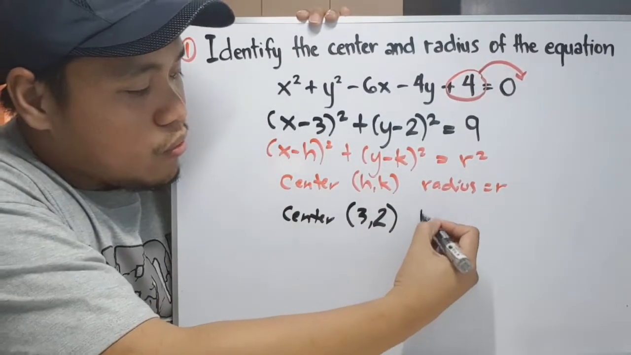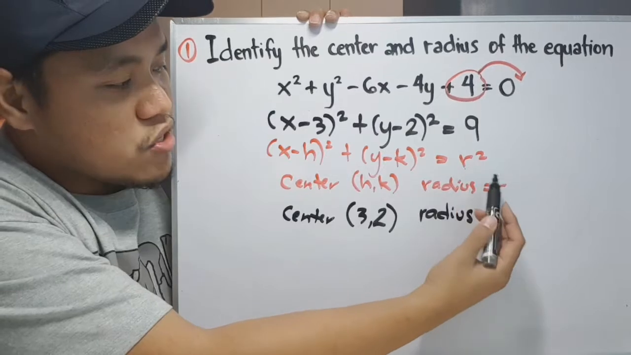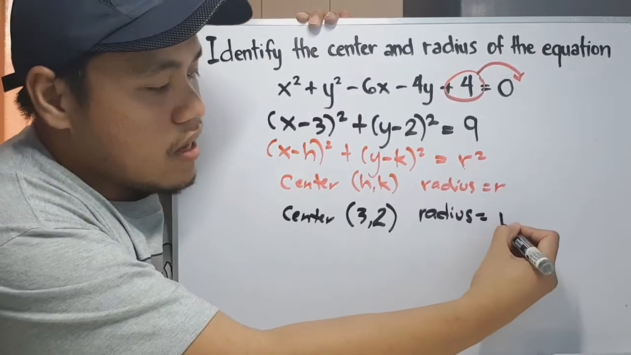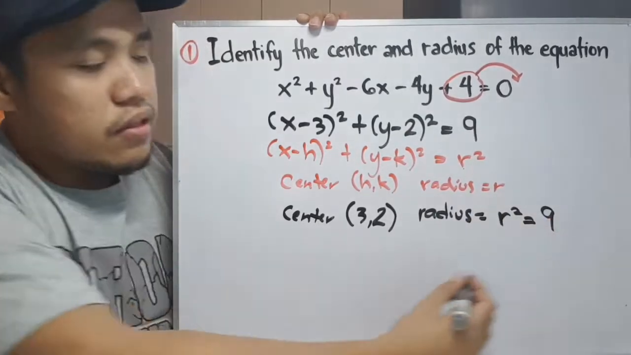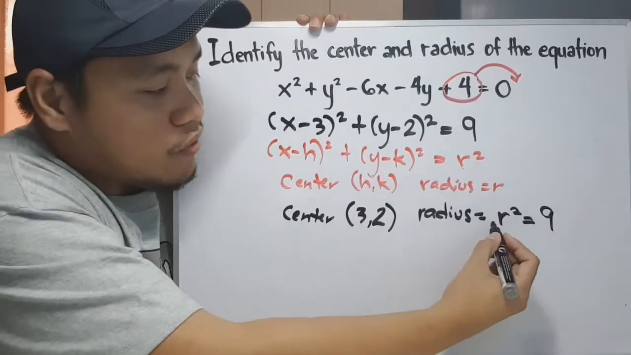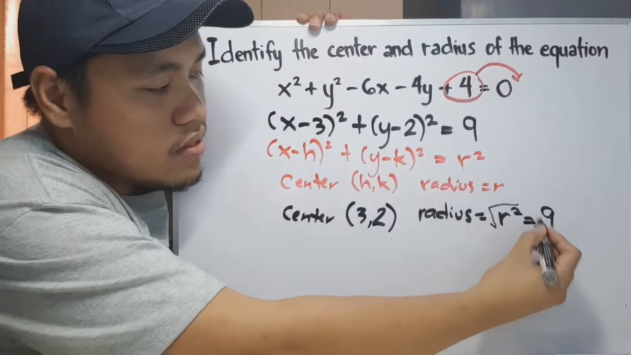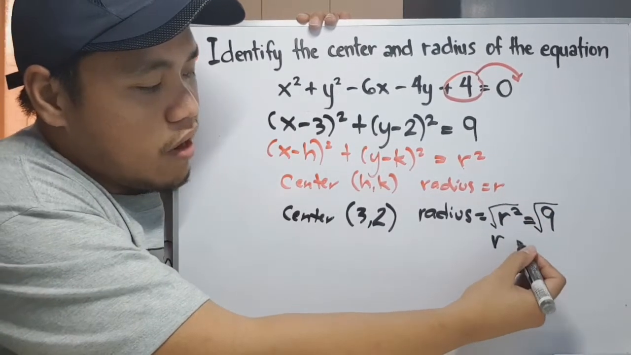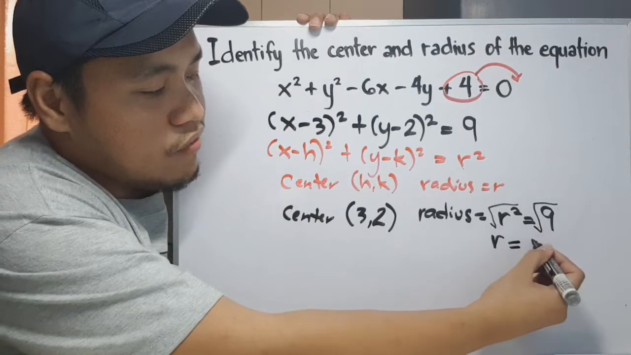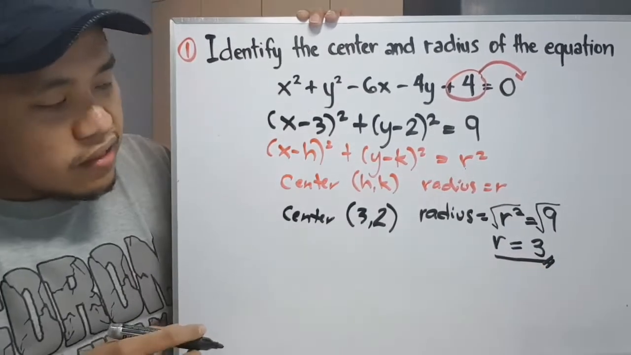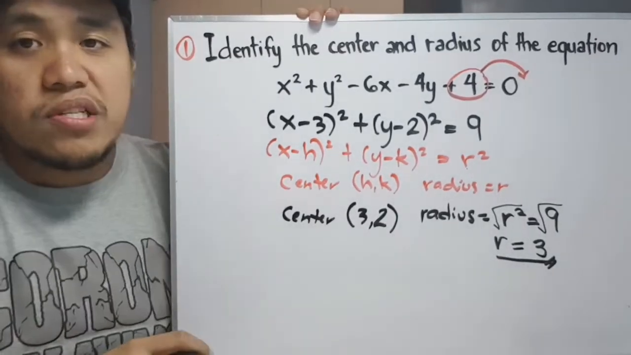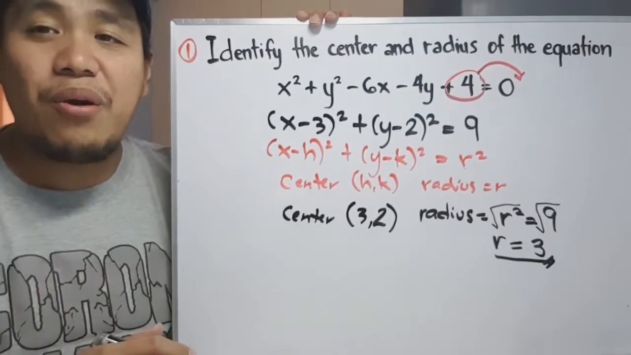Now for the radius, that is given by r squared. In this case, our r squared is equal to 9. Now, to solve for r, we just have to get the square root of both sides. So the square root of r squared is r, and the square root of 9 is simply 3. So, therefore, our center is (3, 2), and the radius is 3 for our given equation.